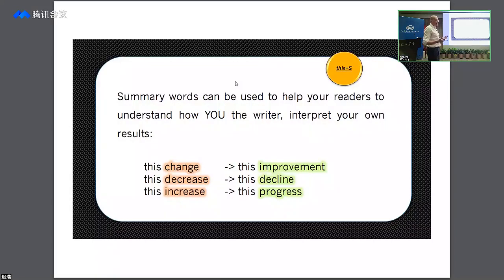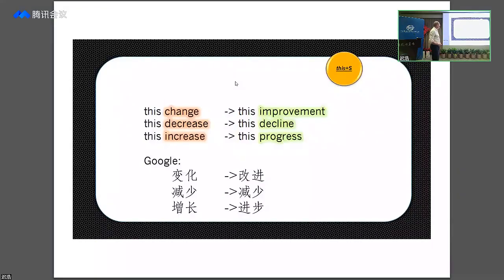Now, in a case of car accidents, it's very easy to understand. But if you have something much more difficult to understand, a much more complicated context or system, your readers may not be sure whether it is an improvement. So this is where the summary words are very helpful. You can help your readers to understand what you think, how you interpret your own results. So this is an additional thing.